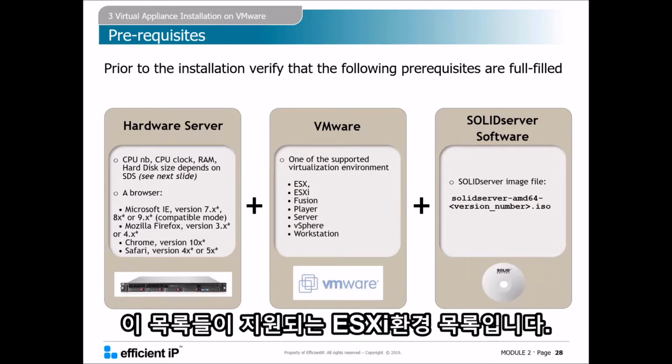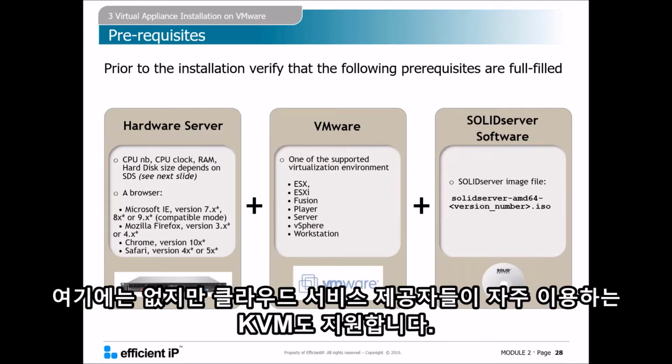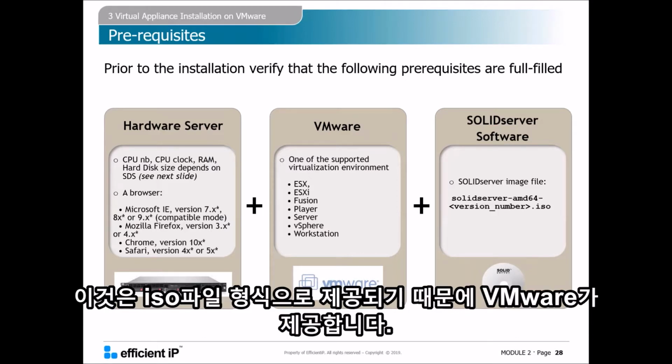So this is the list of the supported ESXi environments. We also support KVM. It's not in here. KVM is frequently used by the cloud service providers, OpenStack, right? So this is by VMware because we provide it as an ISO.